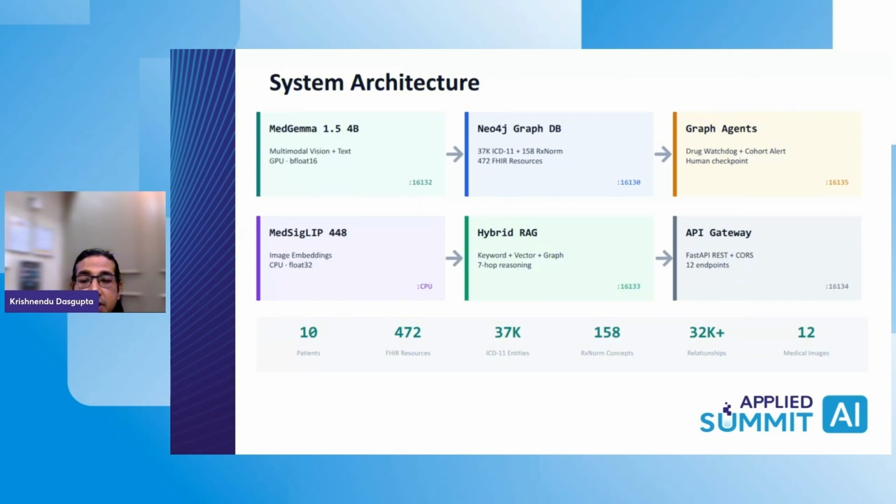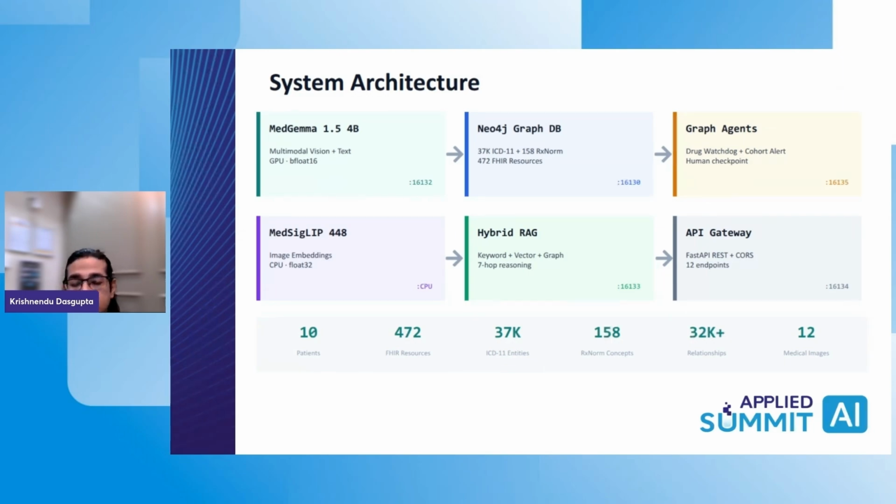We're also going to talk about an agent which is also built upon G.A.M.E.R.S, a drug watchdog and a cohort alert. The numbers we are going to see on the side are basically real, but the data is completely synthetic. So we will be talking about 10 patients, 472 FHIR samples, 37,000 ICD nodes, 158 RxNorm nodes, and more than 32,000 relationships. And there will be a medical image that we're looking into.